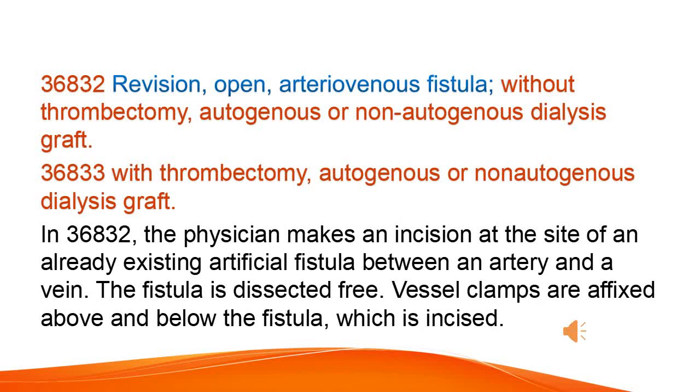Revision, open, arteriovenous fistula, without thrombectomy, autogenous or non-autogenous dialysis graft. With thrombectomy, autogenous or non-autogenous dialysis graft. The physician makes an incision at the site of an already existing artificial fistula between an artery and a vein. The fistula is dissected free. Vessel clamps are affixed above and below the fistula, which is incised.